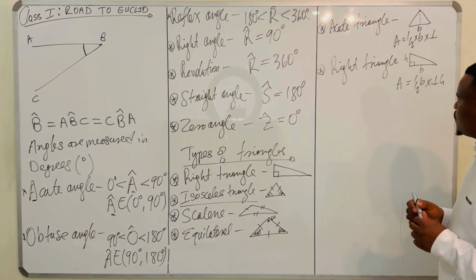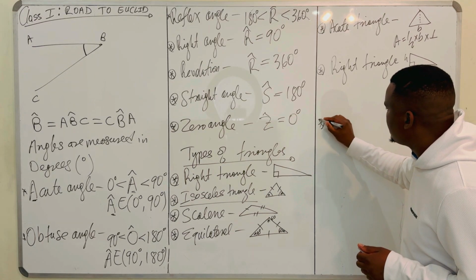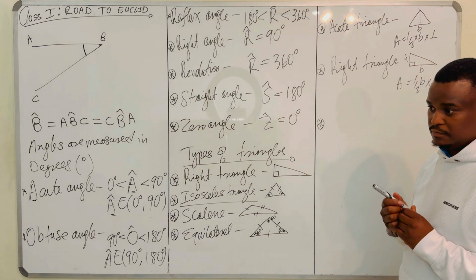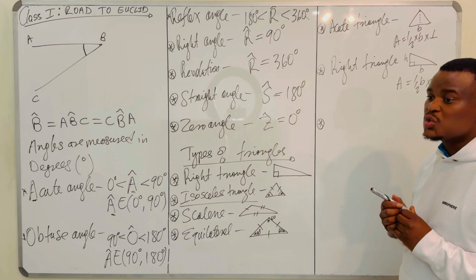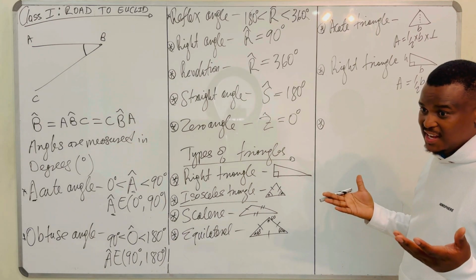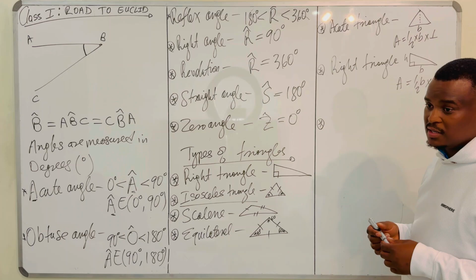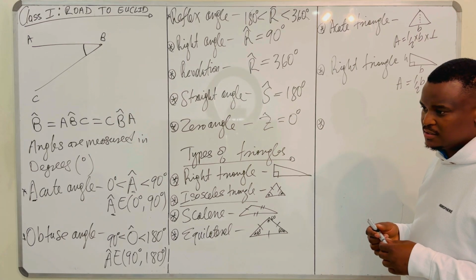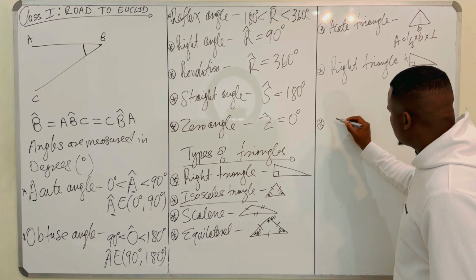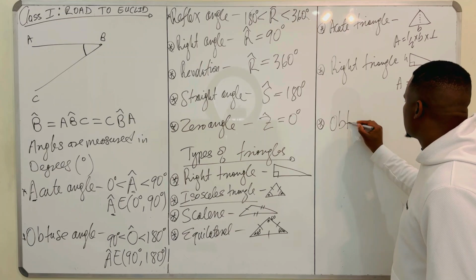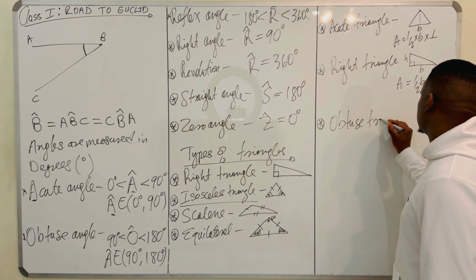Also, we can have an obtuse triangle, which is one where one of the angles in the triangle is more than 90 degrees. So, for example, let's look at this obtuse triangle.